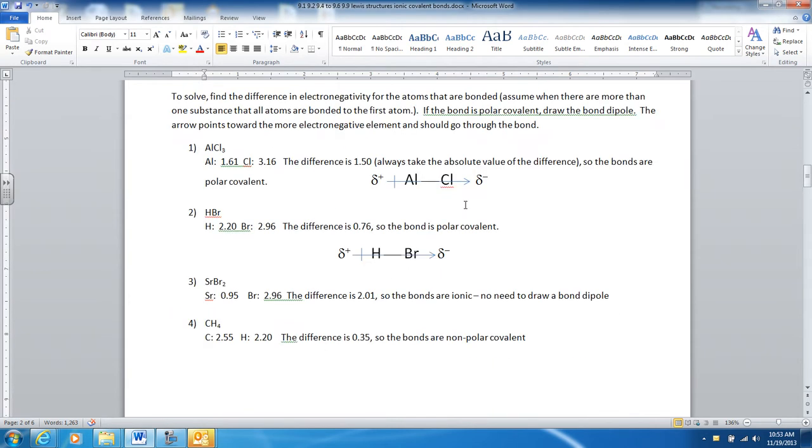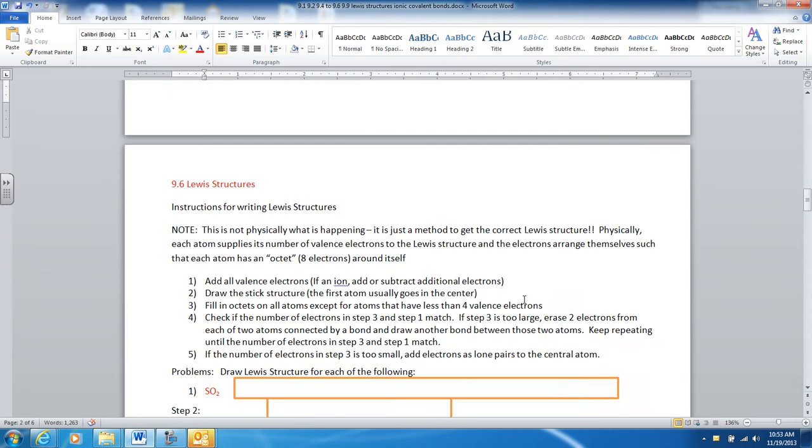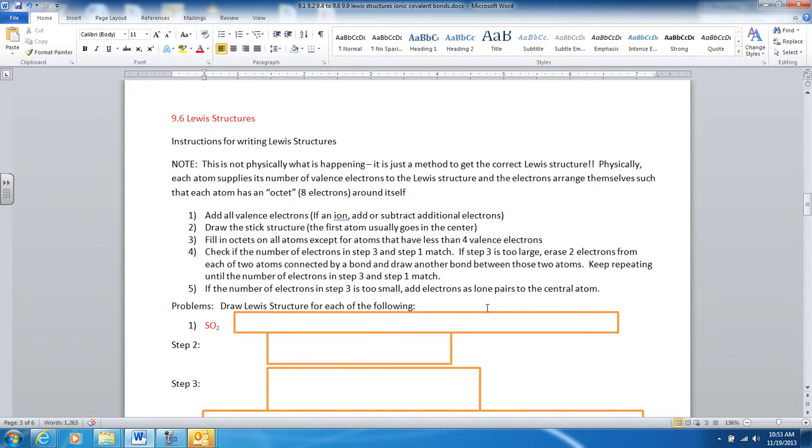Okay, now this idea of bond dipoles will become more important later on when we talk about polar molecules. Not through the end of this video, but in our next video we're going to learn about polar and nonpolar molecules, as opposed to just polar and nonpolar bonds.